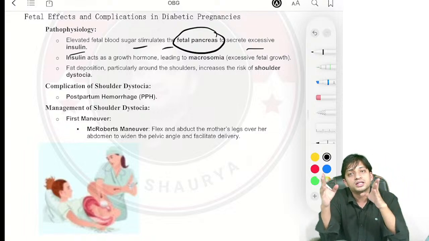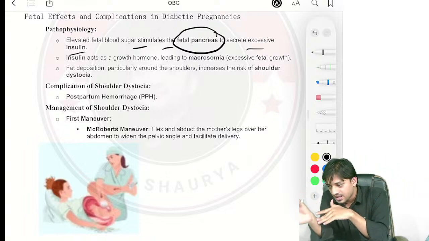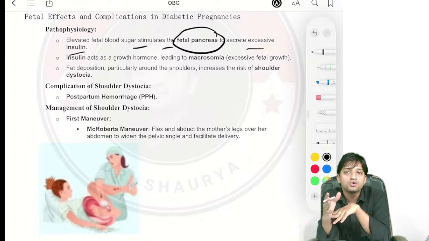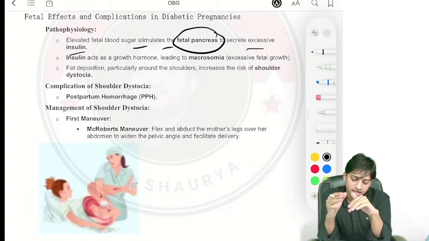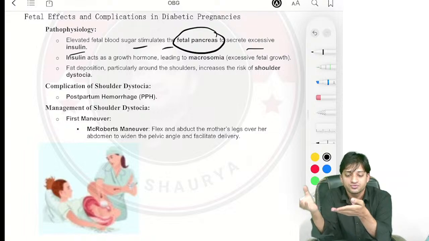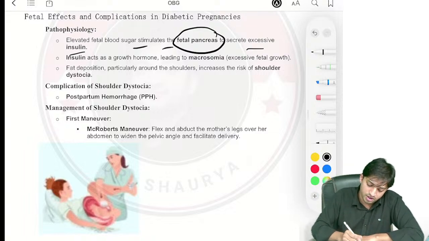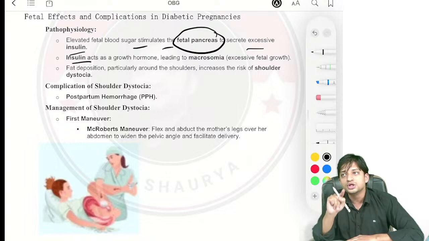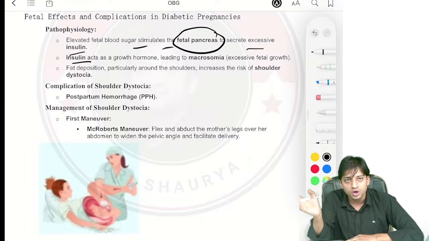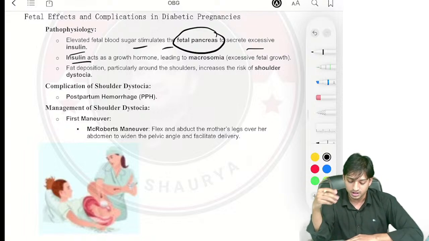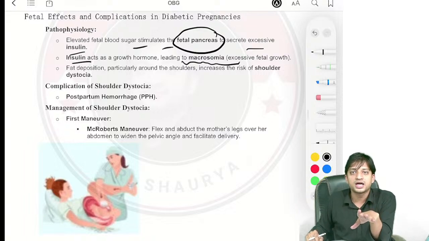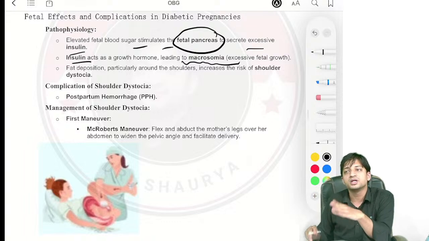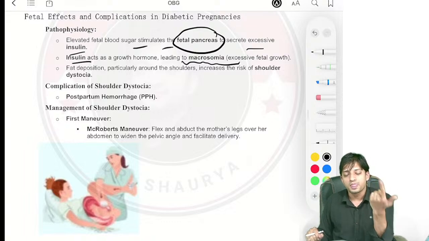If it is high, the high glucose will be transmitted via the placenta to the fetus as well. So fetal glucose level will also be very high. What will the fetus do? It will start secreting insulin, because the fetal pancreas will be hyperreactive to the increased blood sugar level. Now you know that insulin and thyroxine both act as growth hormones in the fetus. So if more insulin is produced by the fetal pancreas, what will happen? It will basically lead to macrosomia, excessive fetal growth. Now you understand the reason why infants of diabetic mothers are generally large babies or macrosomia.